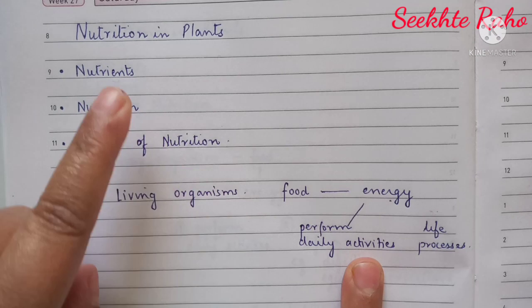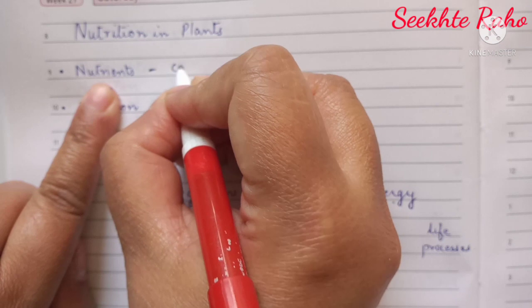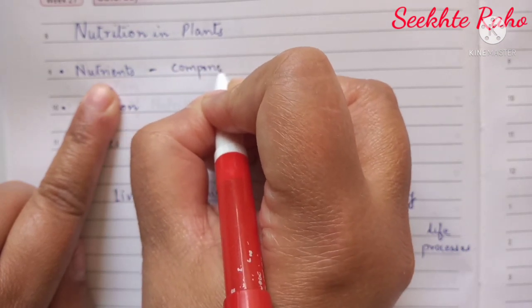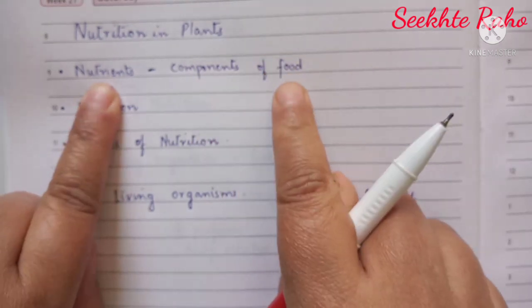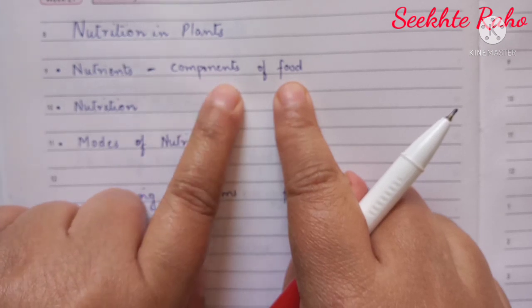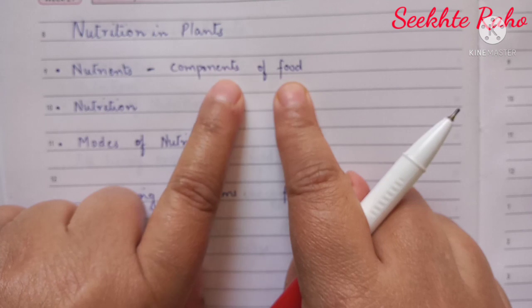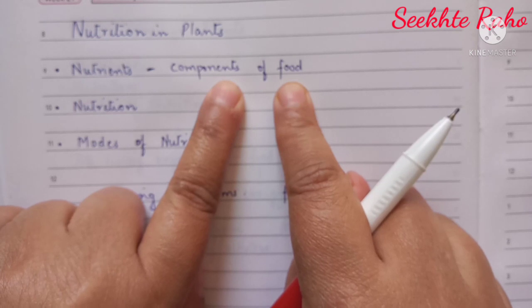Now children, what are nutrients? Nutrients are components of food. You have studied about them in your previous class. What are nutrients? What are components of food? Example, carbohydrates and fats. They provide us with energy. They are energy giving food. Proteins, they help to repair the damaged parts of our body.